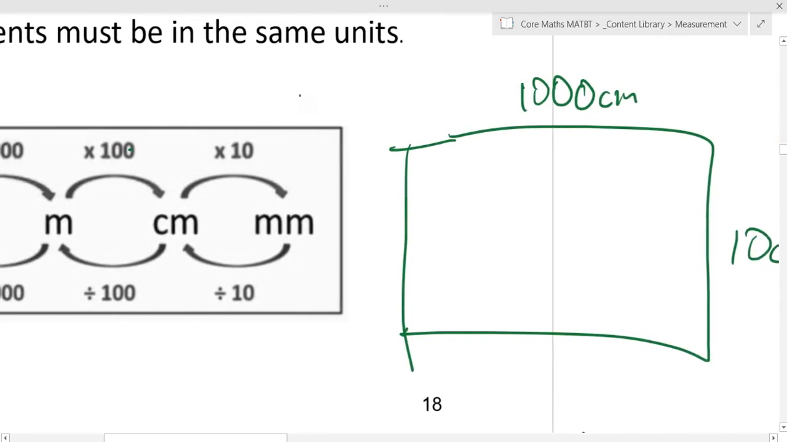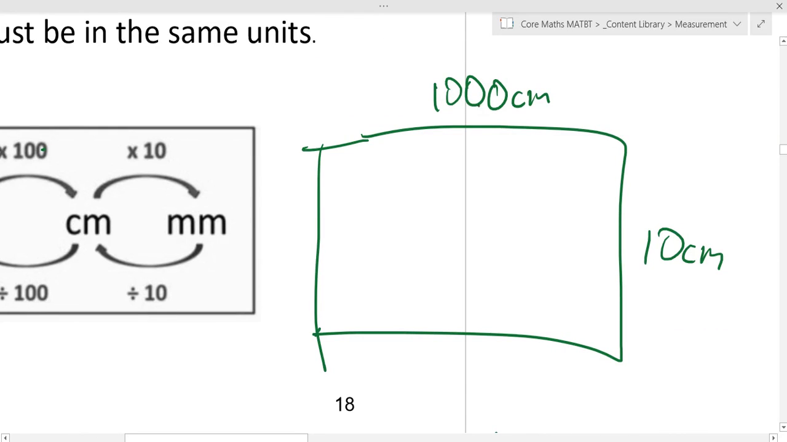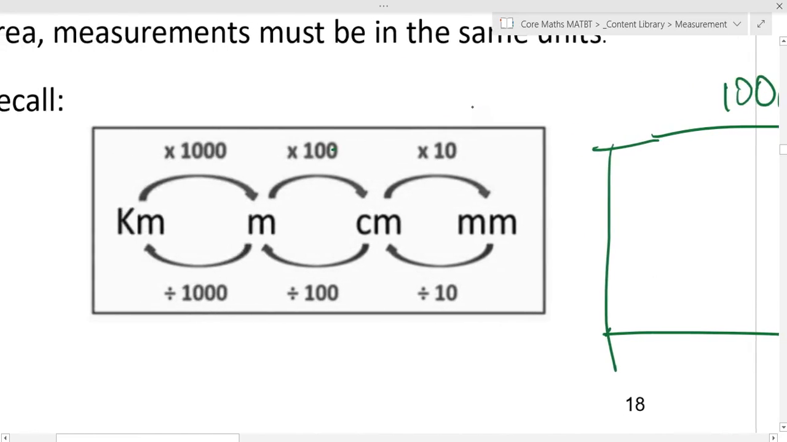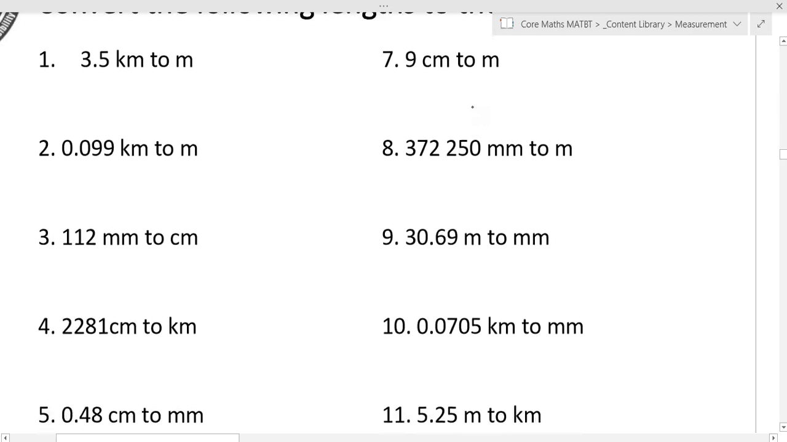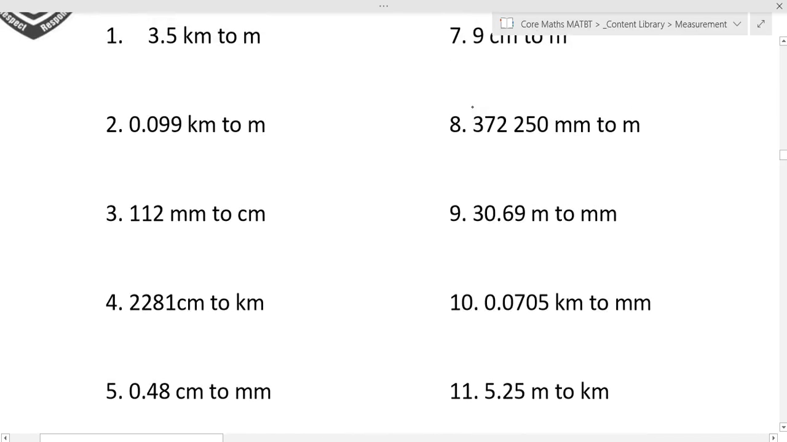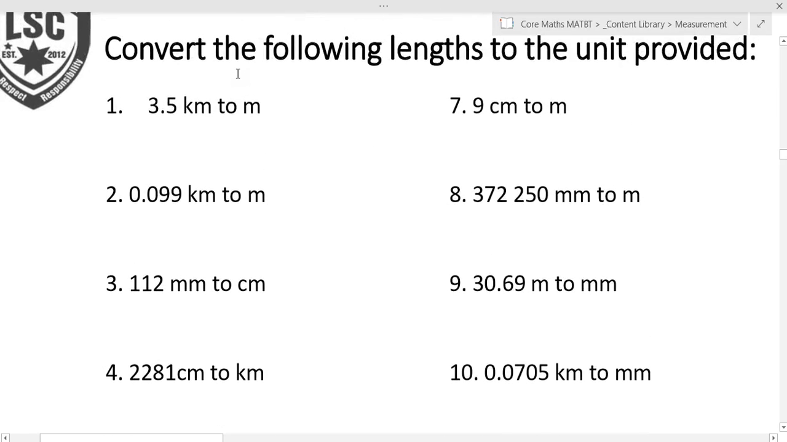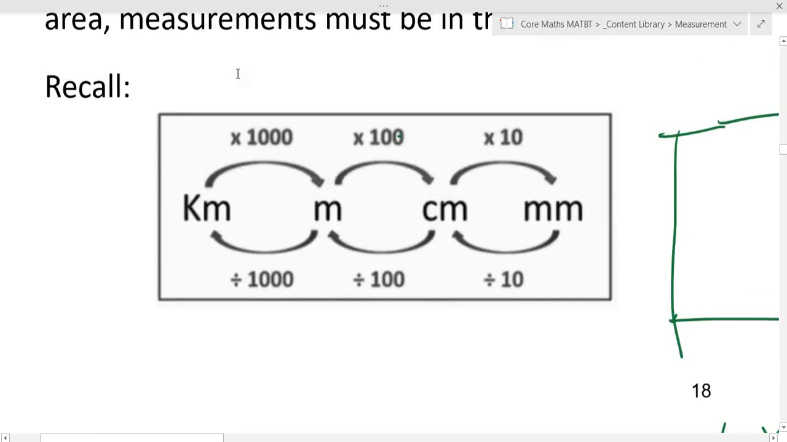But mainly, that's the main idea with these questions. You'll have to change them into the same unit before you can do anything to it. So what I want you guys to do is convert these into the corresponding units. Just keep in mind, say for example, you're at kilometers and you want to go to centimeters. That means you have to multiply by 1,000 and then multiply by 100. So just keep that in mind when you're jumping 2 units.